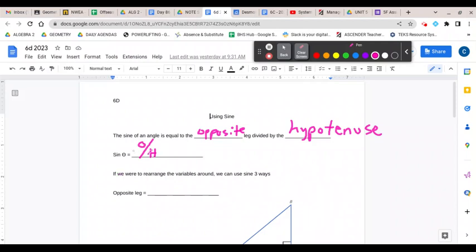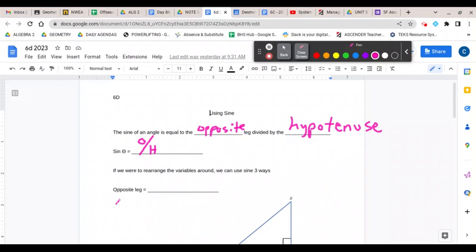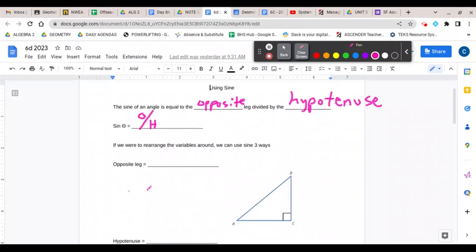Now, we can rearrange this equation three different ways, depending on what we're looking for. If we're looking for the opposite leg, the opposite leg is going to equal the hypotenuse times the sine of our angle theta. The hypotenuse times the sine of our angle.